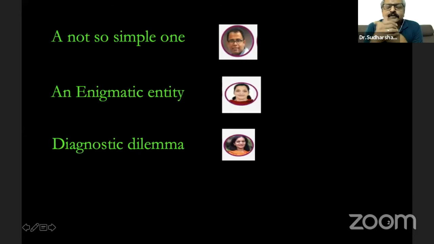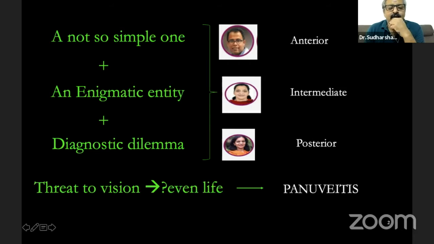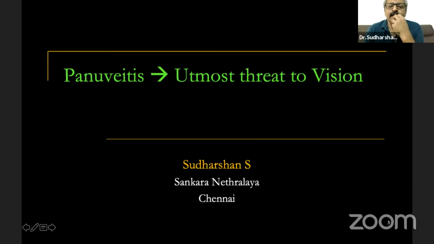Okay. Thanks, Dr. JB, for the opportunity. So we just saw a not so simple one of an anterior uveitis causing so much vision loss. Definitely an enigmatic intermediate uveitis. Probably Rima will tell us the diagnostic dilemma in posterior uveitis. But imagine combining all these three things together and how much will be the risk to the vision in pan-uveitis. Probably you can have a threat to life also, but let's deal with the utmost threat to vision in pan-uveitic conditions.